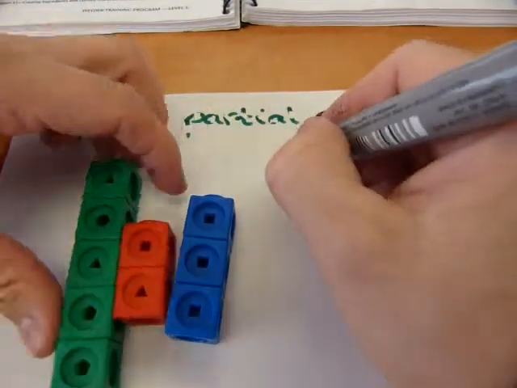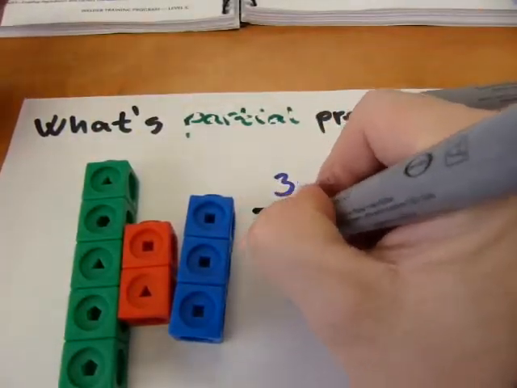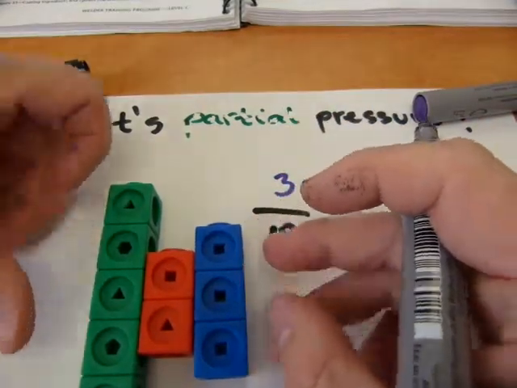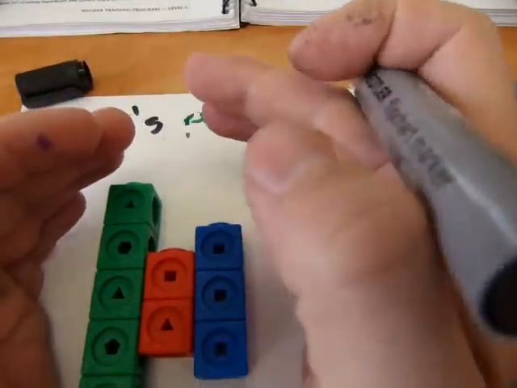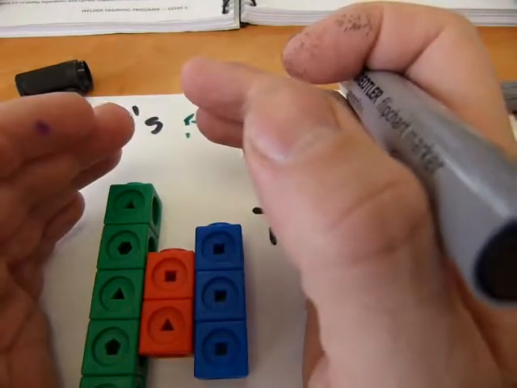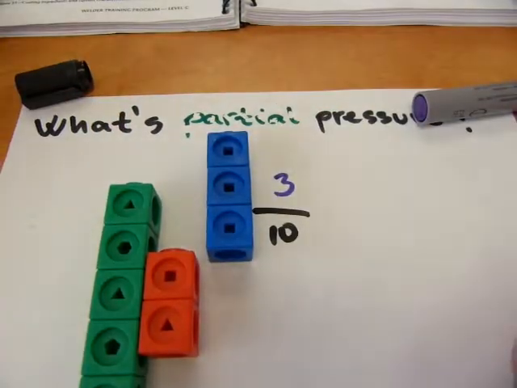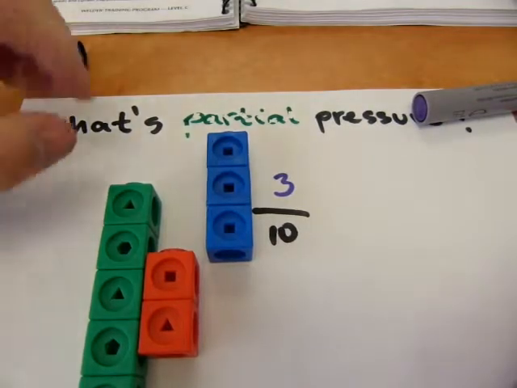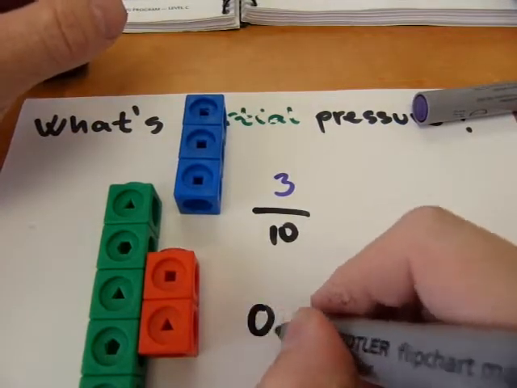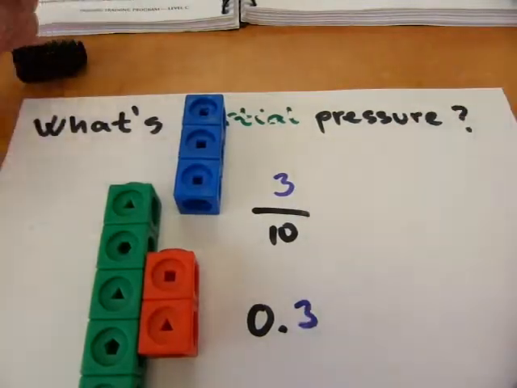So the oxygen's pressure is 3 out of a total of 10. If the total gas mix has 10 units of pressure, like 10 psi or 10 pascals or 10 anything, then the oxygen has a pressure of 3 out of the 10. That 3 out of 10 can also be written as 0.3. It's the same decimal fraction.